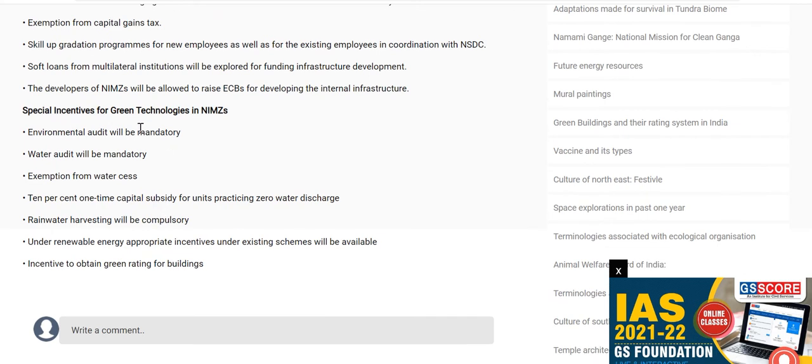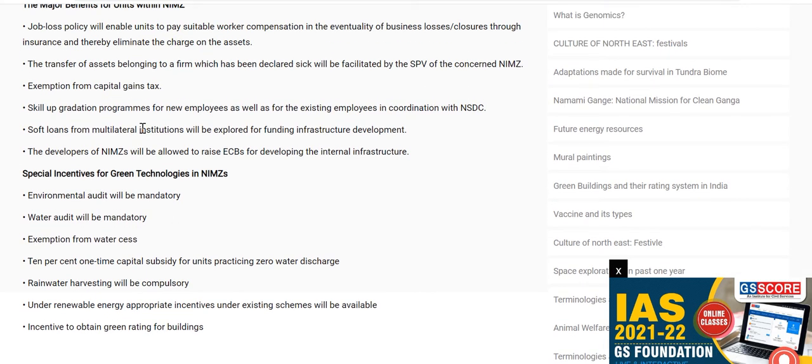So apart from that, there will be incentives if they use green technology. A water audit will be mandatory, environmental audit will be mandatory. There will be exemption from the water cess, so they would not have to pay the water cess. They would have a 10% one-time capital subsidy for practicing zero water discharge. So they would be given capital subsidy for practicing zero water discharge.